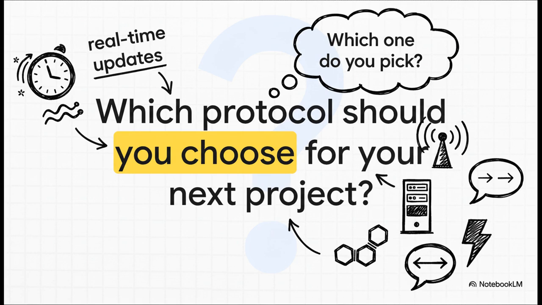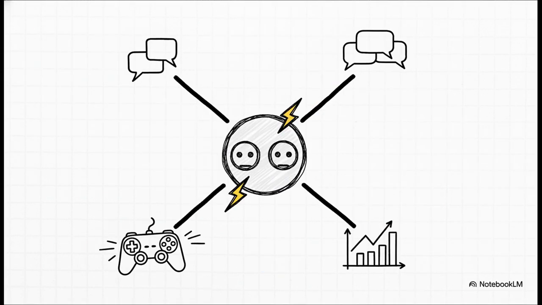Well, let's break it down by use case. Look, if you're building a chat app, a multiplayer game, or a real-time financial dashboard, just stop here. The answer is almost certainly WebSockets. The reason is simple. You absolutely need that constant two-way dialogue, and it has to be lightning fast. Any noticeable lag and the entire experience just crumbles.